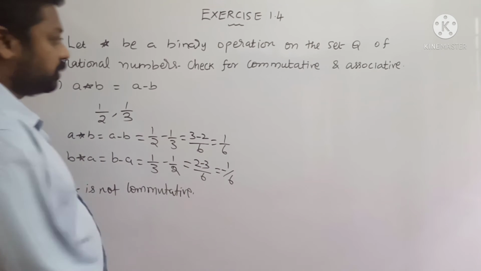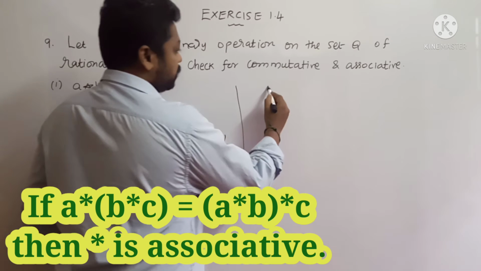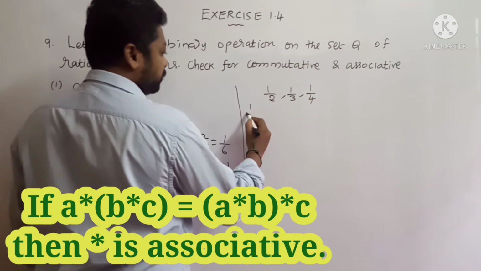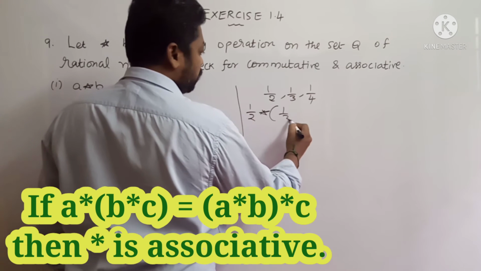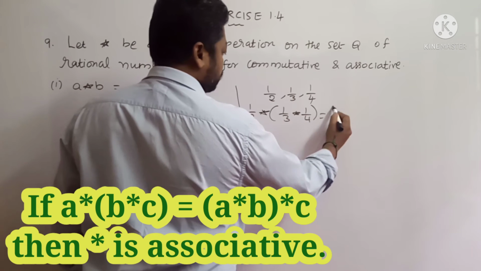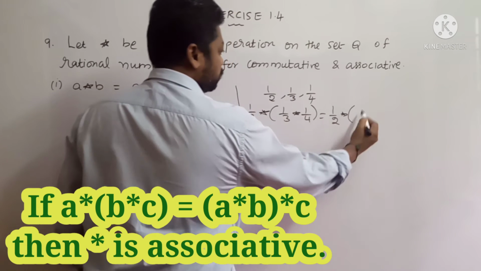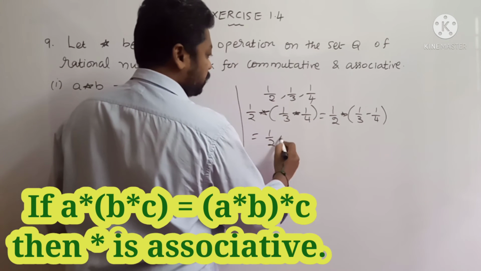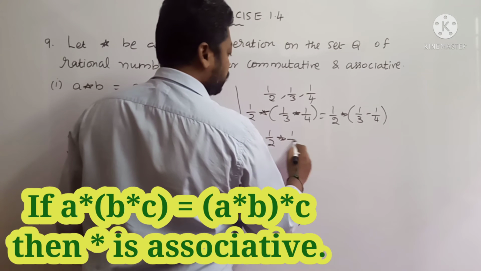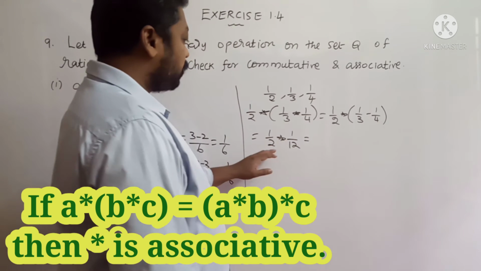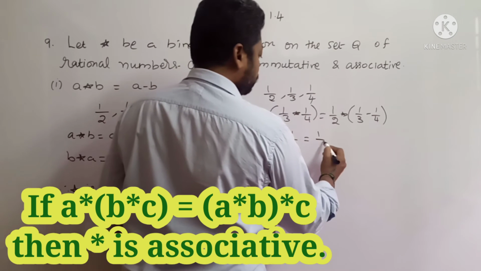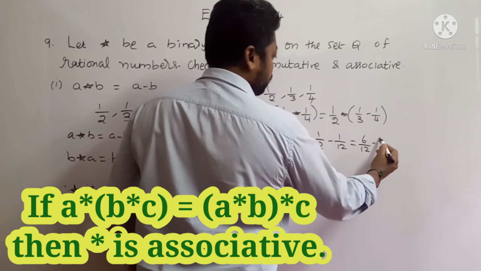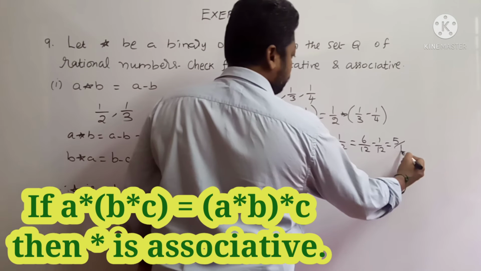Now we will check for the associative. For associative we will take three rational numbers, 1 by 2, 1 by 3 and 1 by 4. So first we go for 1 by 2 star, 1 by 3 star 1 by 4. So 1 by 2 star, this is 1 by 3 minus 1 by 4, which is equal to 1 by 2 star, 4 minus 3, so 1 by 12. Okay. So again 1 by 2 star 1 by 12. So 1 by 2 minus 1 by 12. So this is 6 by 12 minus 1 by 12, that is 5 by 12.